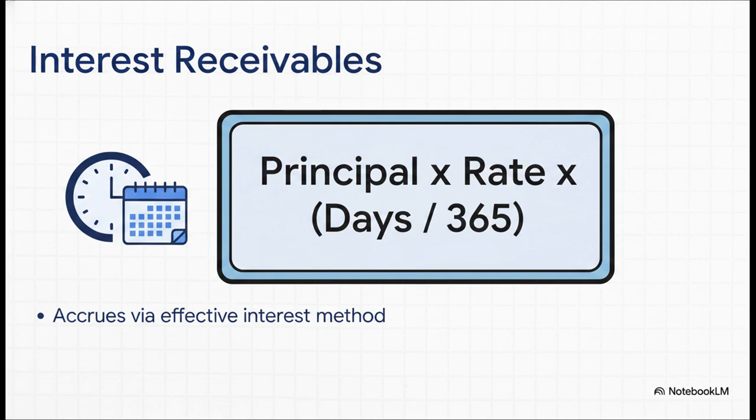Interest receivable is recognized as interest naturally accrues on outstanding balances, and we use the effective interest method for this. The math is pretty straightforward. It's just the principal multiplied by the effective interest rate multiplied by the days elapsed divided by 365. But here's the most important takeaway you can give your finance teams.